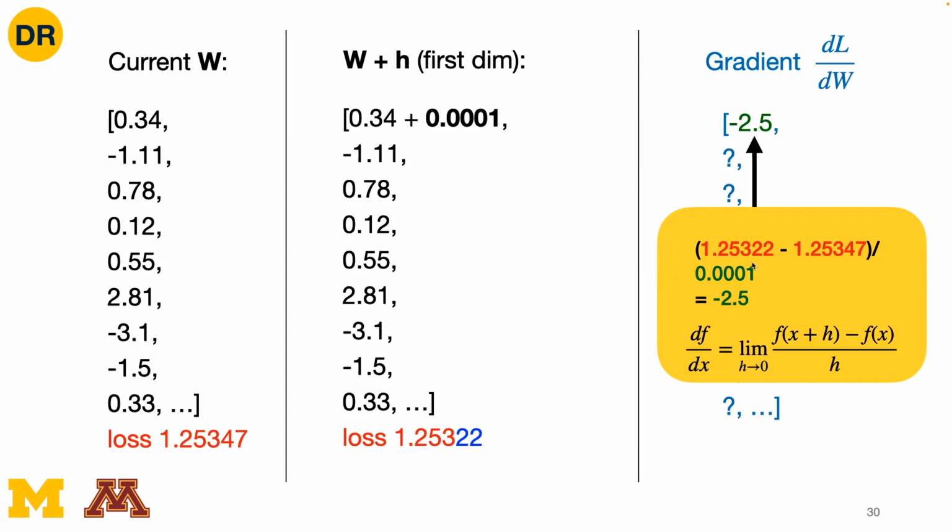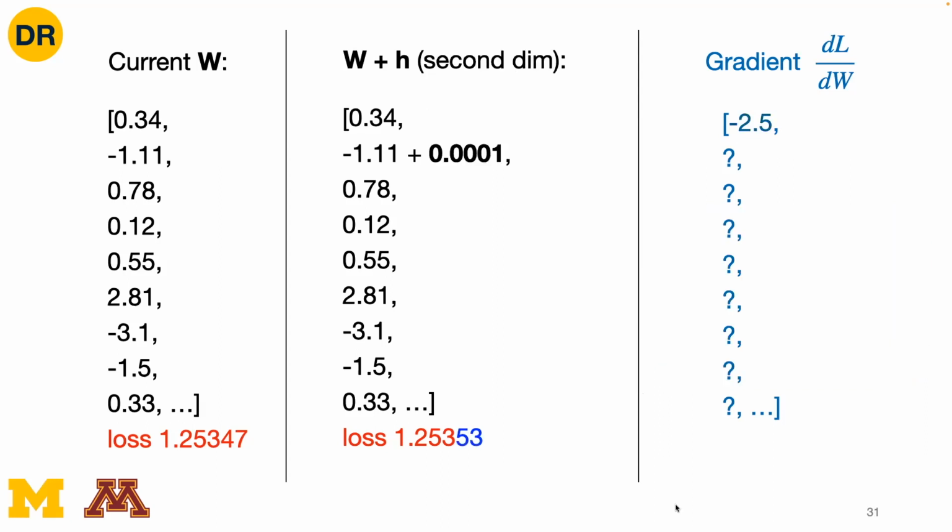So we'll take the loss for the modified version, the stepped parameter, subtract from it the original loss, which was given to us here, divide by the step size, and then we arrive at our corresponding derivative, negative 2.5, and we would insert that into our gradient vector. So that's the first element of our gradient vector.